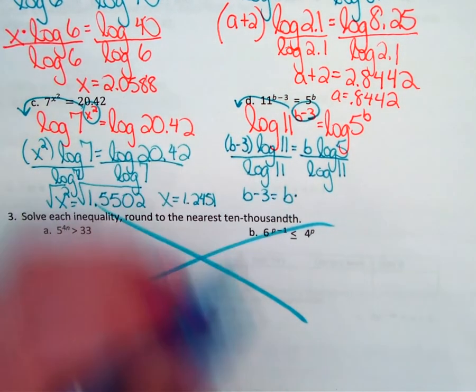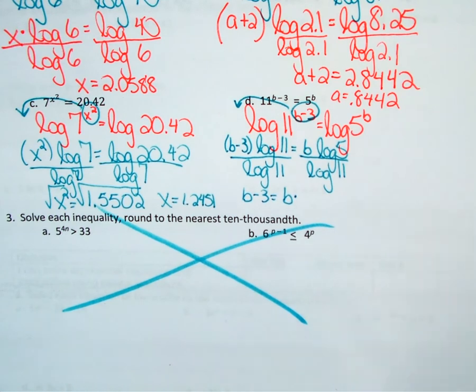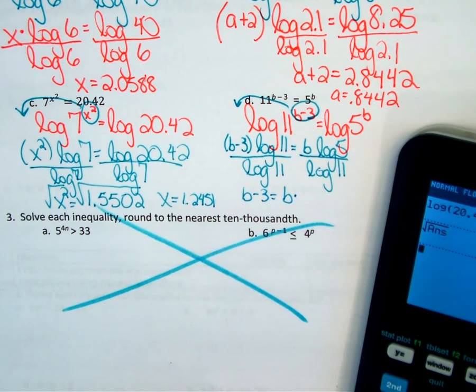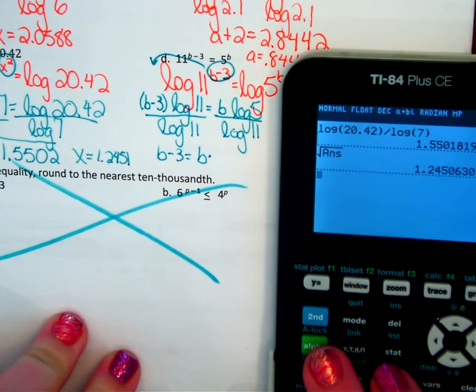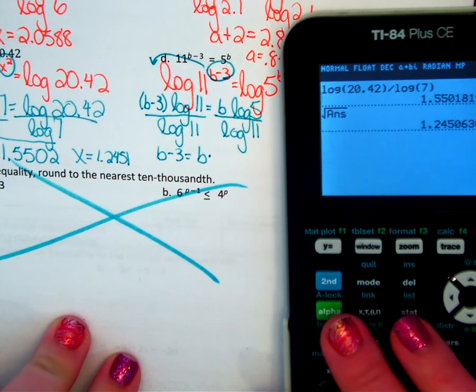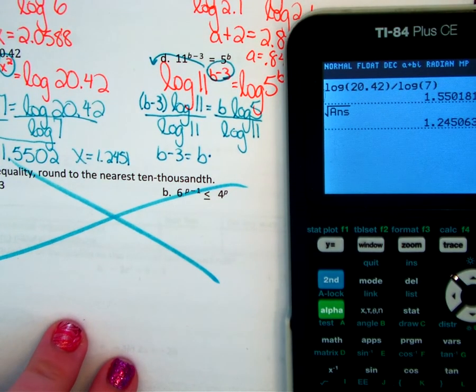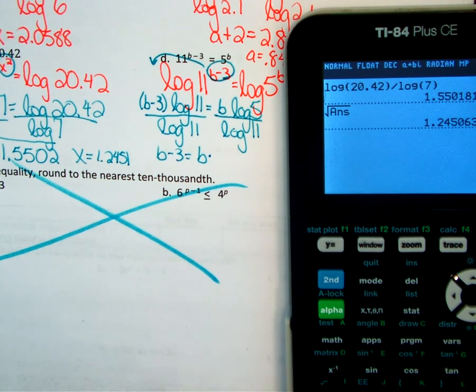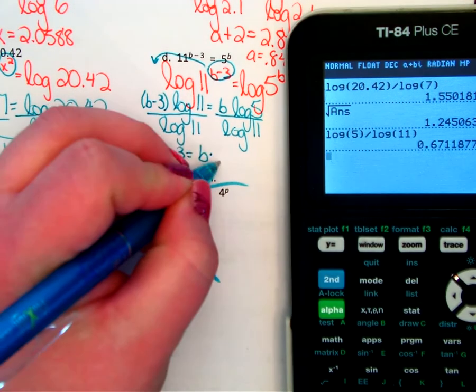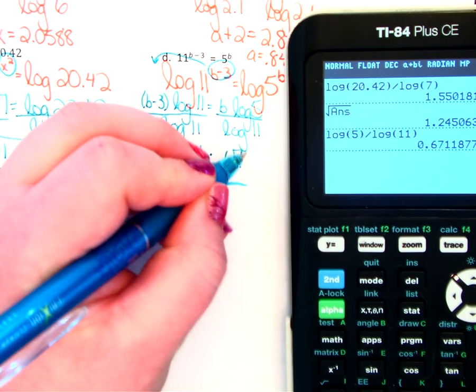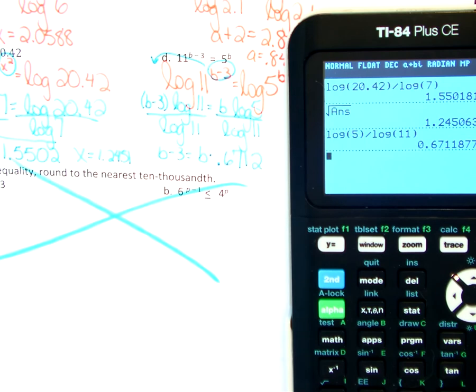And that leaves me with b minus 3 equals b times this long, nasty number. Now, I'm going to leave the option up to you. If you would like to write the long, nasty number, you certainly can. If you want to leave it as log of 5 over log of 11 for now, that's perfectly fine. I'm going to write the long, nasty number here. So log of 5, close parentheses, divided by log of 11, close parentheses. And I get 0.6712.